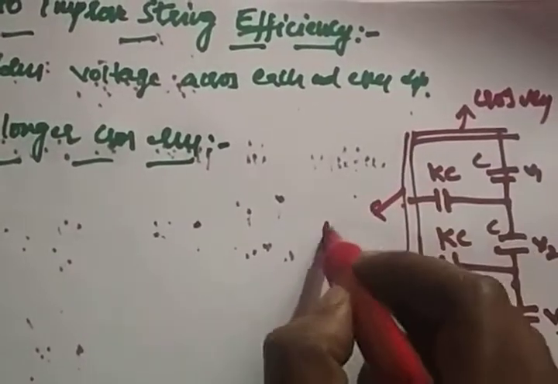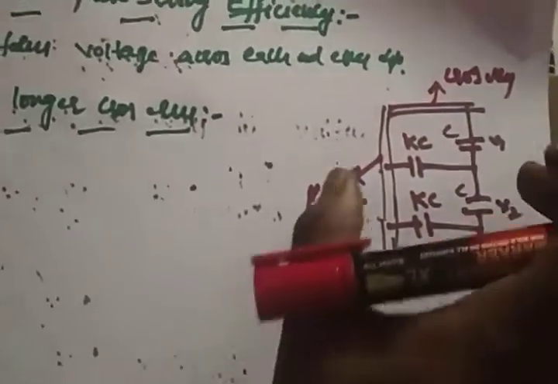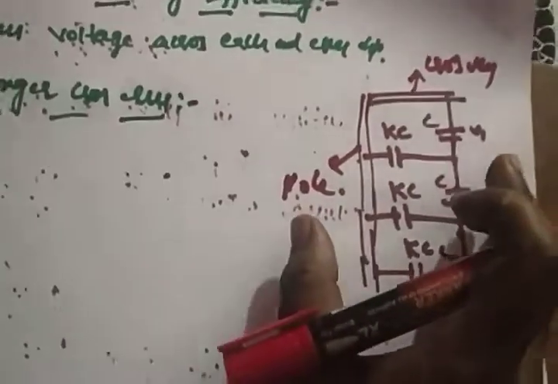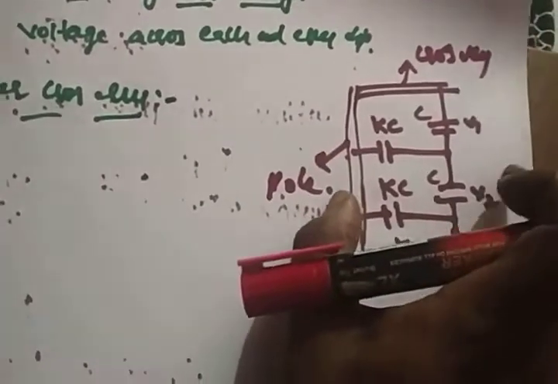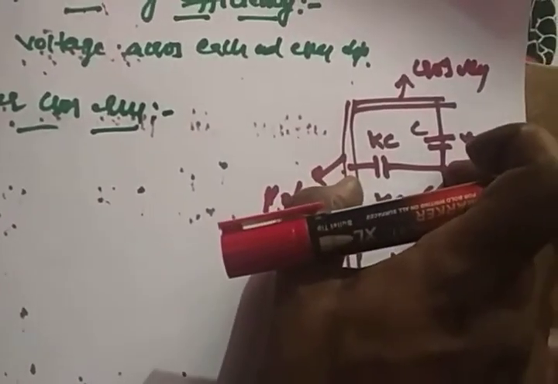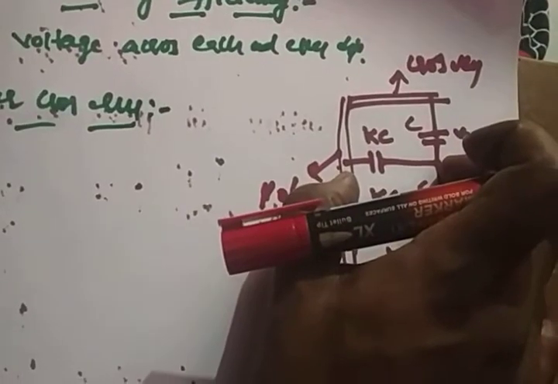So this is a pole. If the cross arm is much longer, what happens? The distance between the string and the pole increases. If this increases, what about the shunt capacitance? The capacitance value will be very less. That means it reduces, so you are decreasing your shunt capacitance.